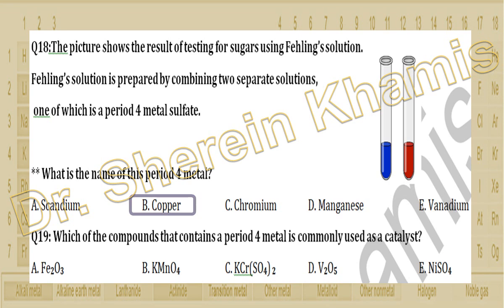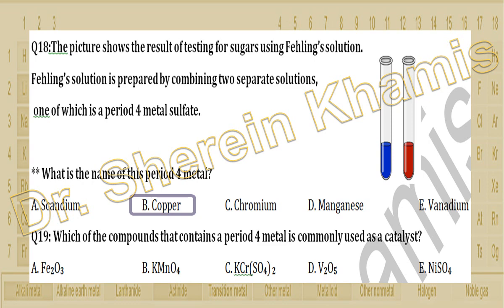Okay, we have question 19 here. Which of the compounds that contains a period 4 metal is commonly used as a catalyst? I think we have different catalysts here. We need one that is stable and effective, one that we use to decrease the activation energy and the time of the reaction, making the reaction very fast.